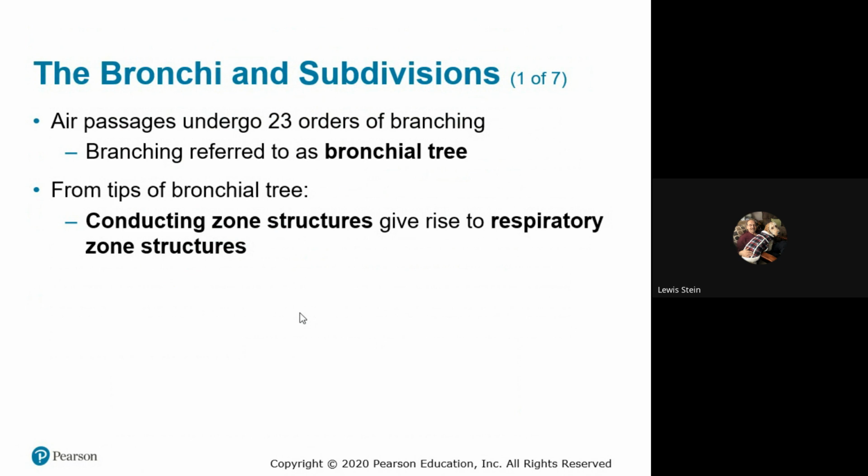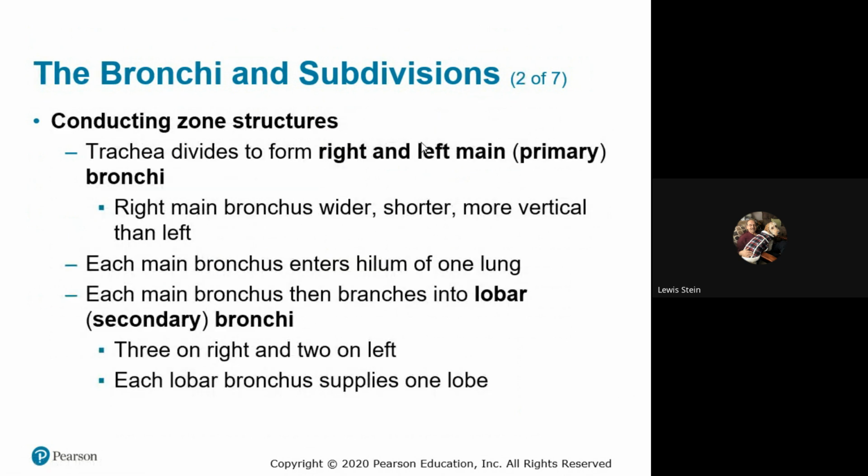And then we begin to see the branching. And the branching is fairly unique. So it starts with the conducting zone giving rise to the respiratory zone, et cetera, and you'll see that. We're going to start with the branching. So these 23 orders of branching are basically the conducting zone. You have the right and left main bronchi. Again, the right is wider, it's shorter, and it angles much more straight downward, where the left goes over the heart. And that's where the lungs differ.